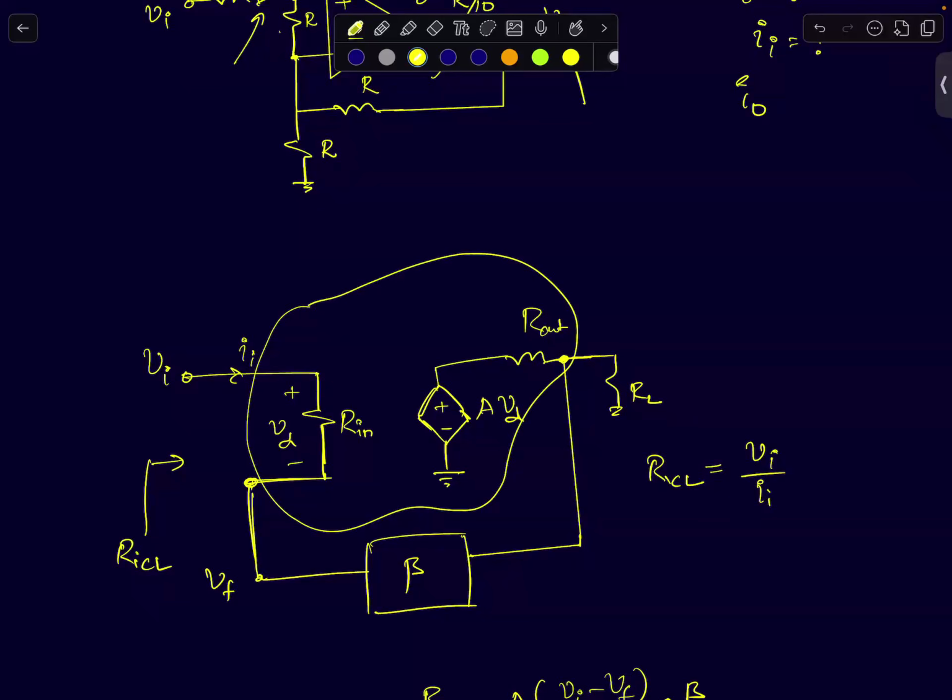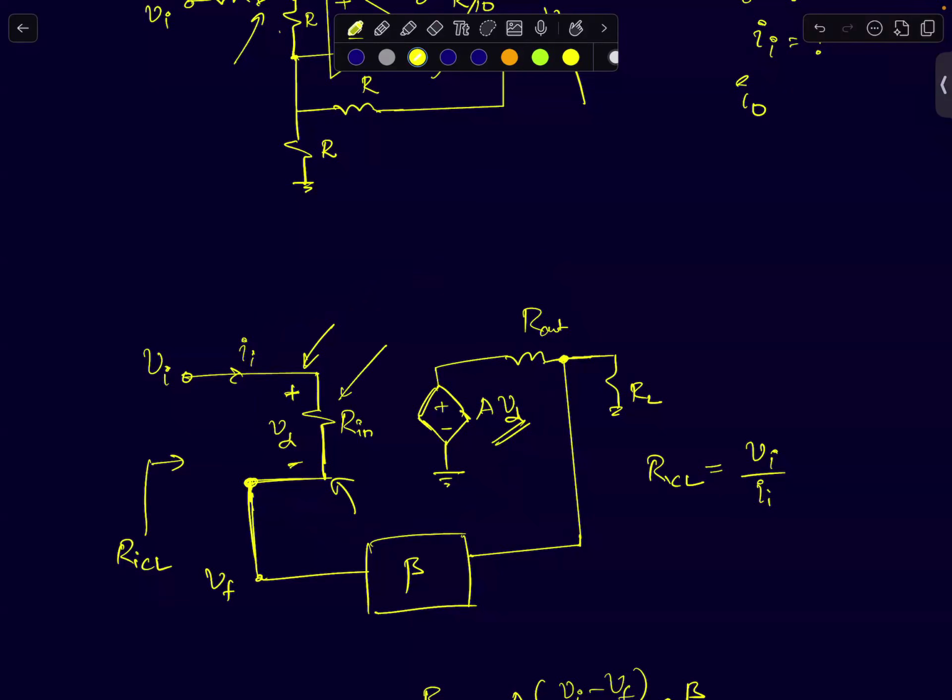Without feedback, you have an input terminal, and I'm going to call the voltage that appears at the input of the voltage amplifier as VD. A times VD is the gain of the amplifier, the VCVS model of the amplifier, with a finite output resistance R out. And the input resistance of this amplifier is Rin.